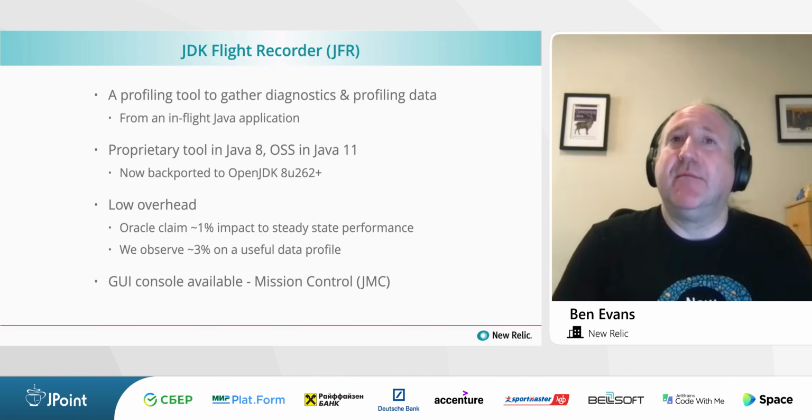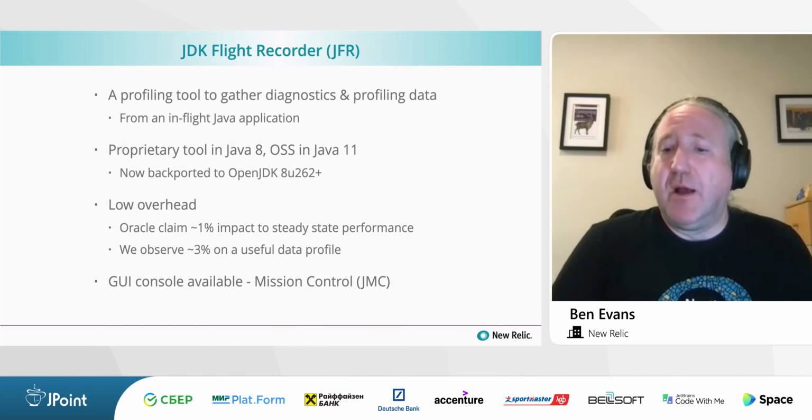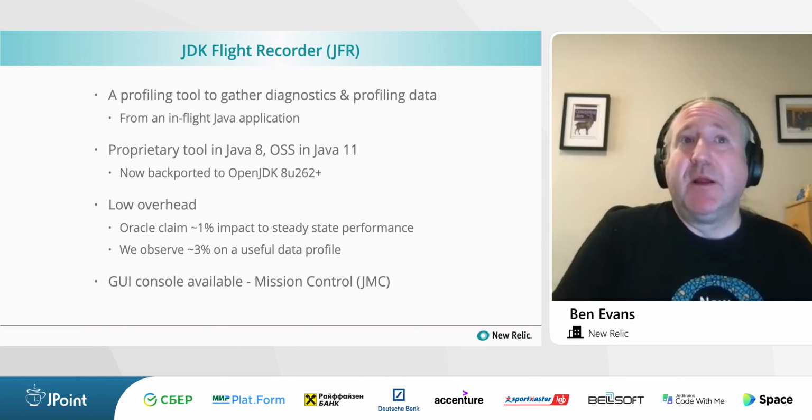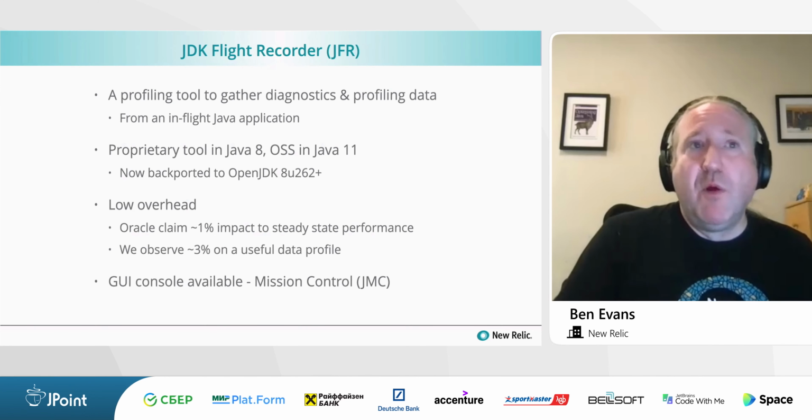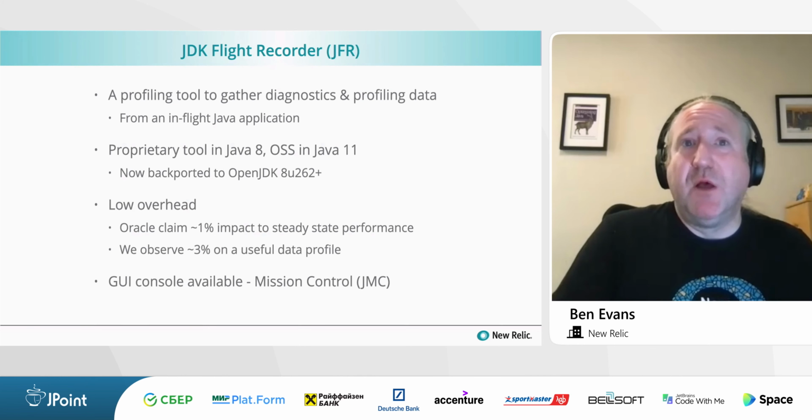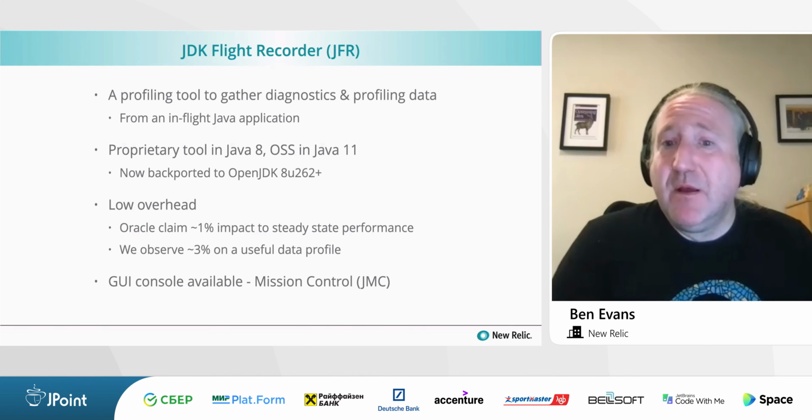about 15%. And I know that one of our competitors has a profiler which regularly does 15 to 20% performance impact on a running system. So to have something freely available, open source, which only does 3%, we think is a huge step forward. There's a fantastic GUI console available for it called Mission Control, JMC.